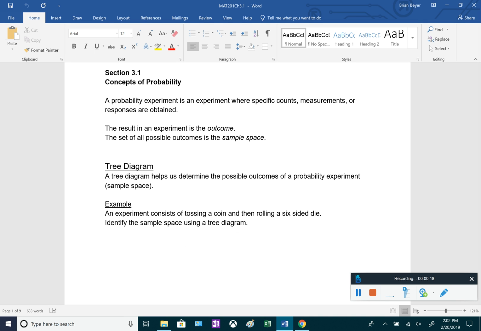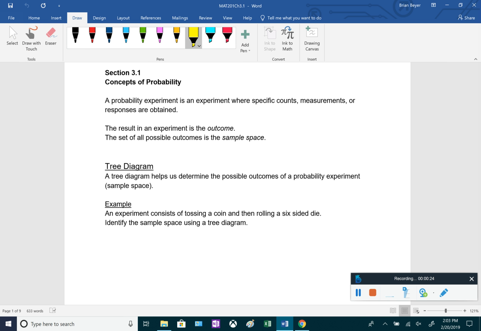The results in an experiment are going to be the outcomes, and the important one here is sample space. A sample space for a probability experiment is going to be the set of all possible outcomes. So we'll be using that term a lot.